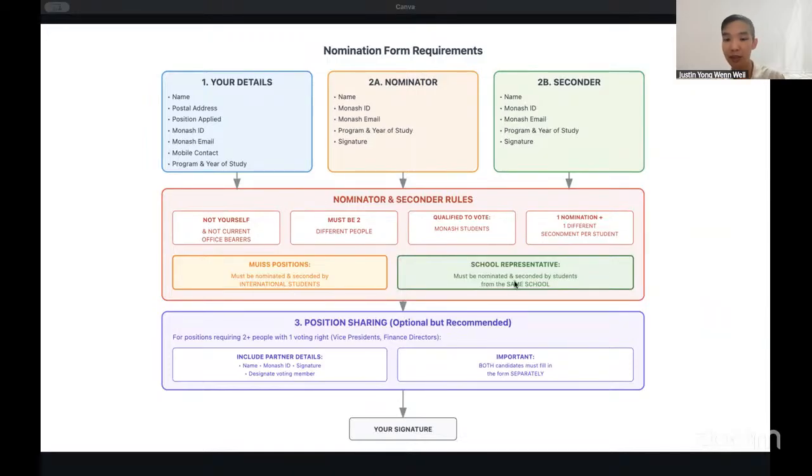And then for school representatives, you must be nominated and seconded by students who are from your same school. So these are key things to take note of when filling in your nomination form. And this is a recommendation from us, but not mandatory: when you are running for positions with a bracket, for example the vice presidents or finance director, even the schools, we encourage you to fill in the form together and include your partner's details.